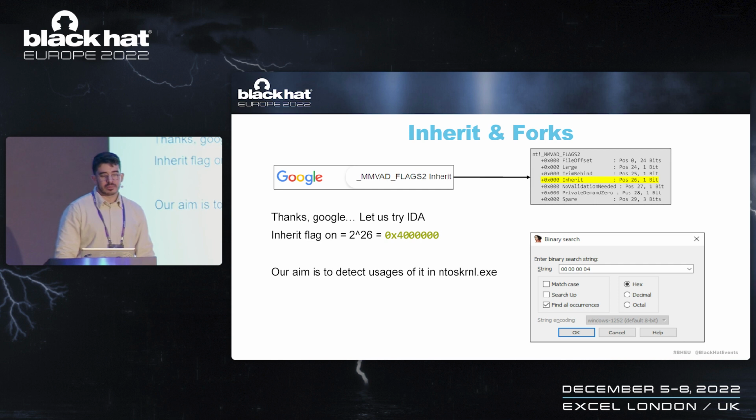So I'll try IDA. I'll convert this flag to its hexadecimal form, this value here, and my aim is to detect usages of it in the NTOS kernel. I want to see how it's getting manipulated and how it's getting inserted into a VAD, and then maybe I can set it myself on this VAD. Okay, so I'll search this string in little endian in the entire binary of the NTOS kernel.